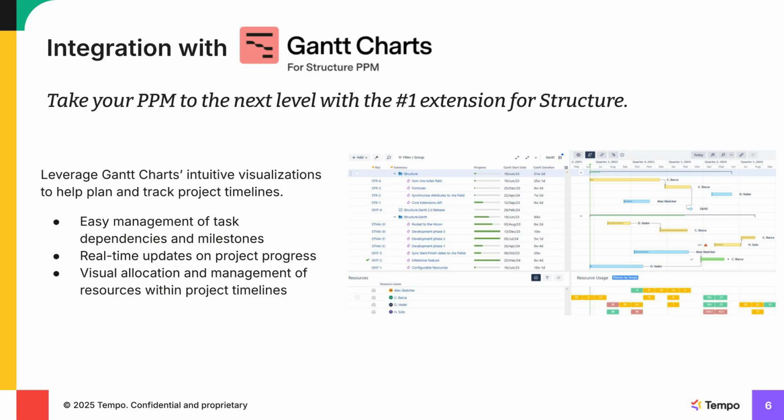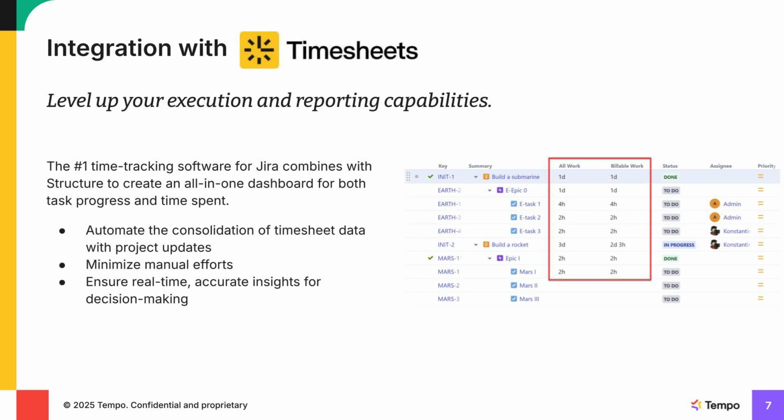Structure already gives you the best project and program management solution for Jira. Gantt charts elevates your PPM even higher. Next, we have Structure and timesheets. The #1 time tracking software for Jira combines with Structure to create an all-in-one dashboard for both task progress and time spent. With these tools, you can automate the consolidation of timesheet data with project updates, minimize manual efforts, and ensure real-time, accurate insights for decision-making.